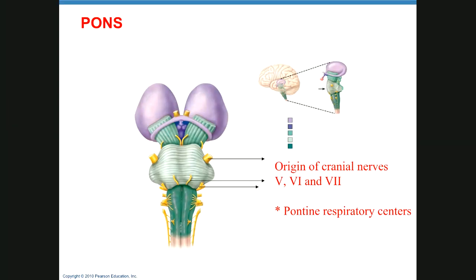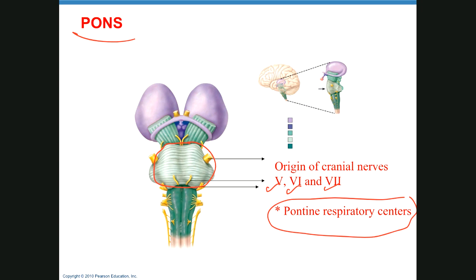Okay, so that makes us move on. We're through with the midbrain. Now we're going to move on to this large structure here, which is called the pons. The pons has respiratory centers, we call them pontine respiratory centers. It is also the place where several of the cranial nerves originate, specifically cranial nerve number 5, number 6, and number 7.